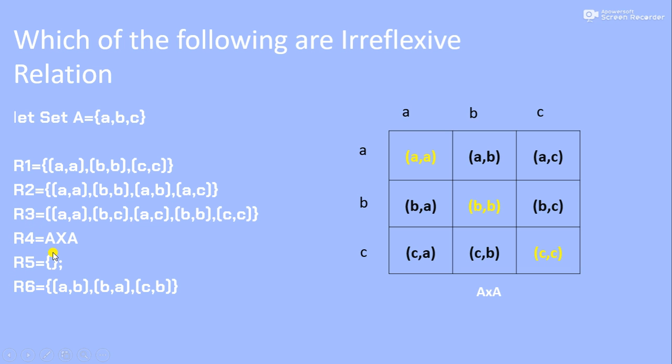This one is an irreflexive relation because it does not contain any reflexive pair. These are the reflexive pairs: AA, BB, CC. R6 is also an irreflexive relation because it doesn't contain any reflexive pair. Here AB is not a diagonal element, BA is not a reflexive element, CB is also not a reflexive element. So in an irreflexive relation, we don't need to include any reflexive pair.